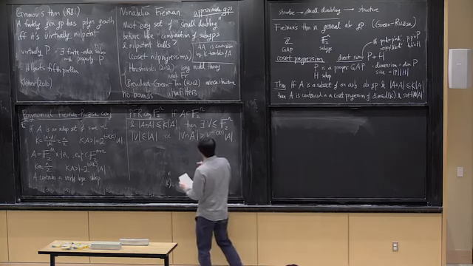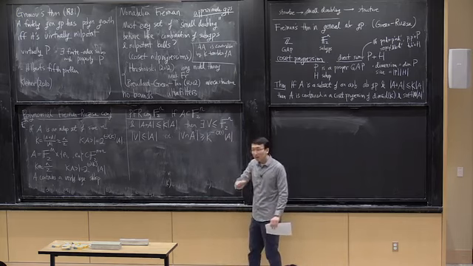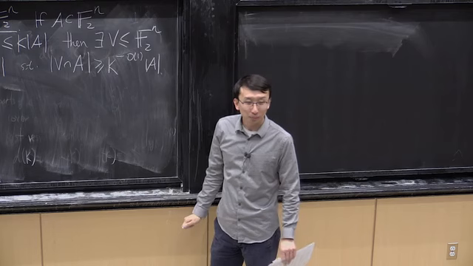Question: is V an affine subspace? You can think of V as an affine subspace. You can think of V as a subspace. It doesn't actually matter in this formulation.